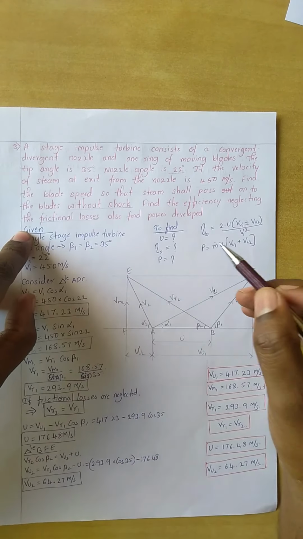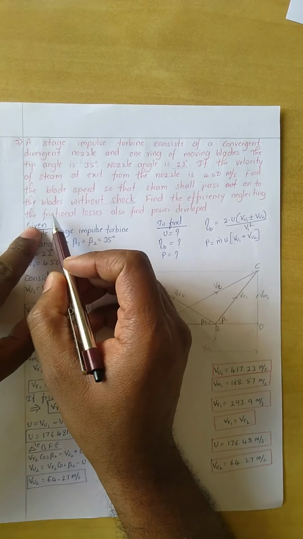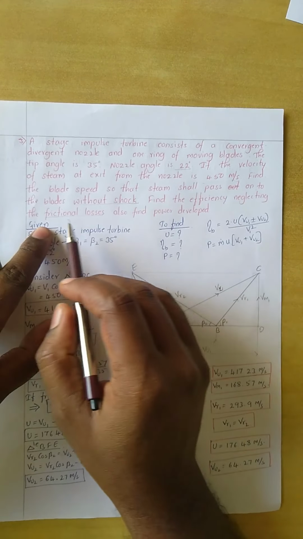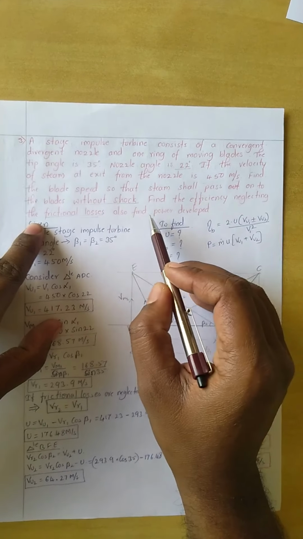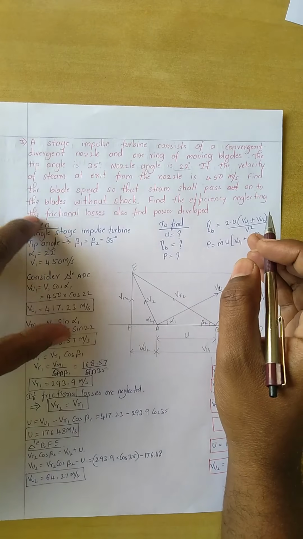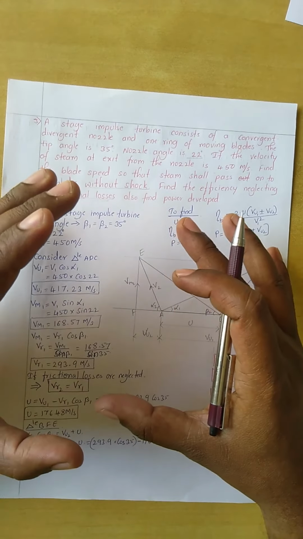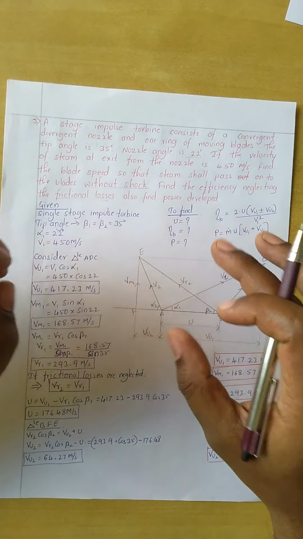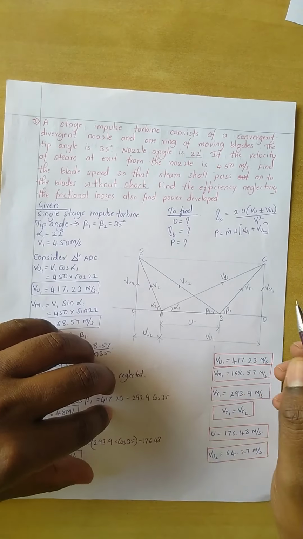Neglecting the frictional losses means VR1 is equal to VR2. You need to be very careful while reading the problems. Also find the power developed. In the previous problems rotor speed was given, but in this problem rotor speed is not given. We need to find the value of u.